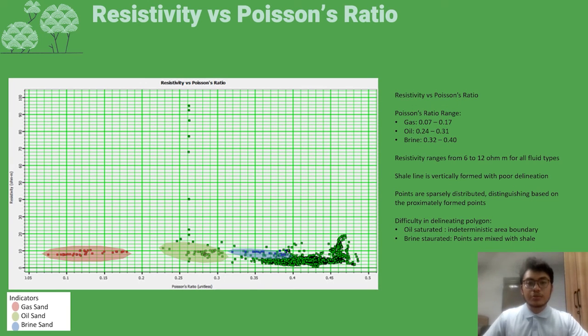Then the last cross plot is between resistivity versus Poisson ratio. This cross plot is a bit different because the resistivity ranges from 6 to 12 ohm meter for all fluid types. The shale line, as you can see in the cross plot, is formed vertically with poor delineation. The points are sparsely distributed and need to be distinguished by proximate points.